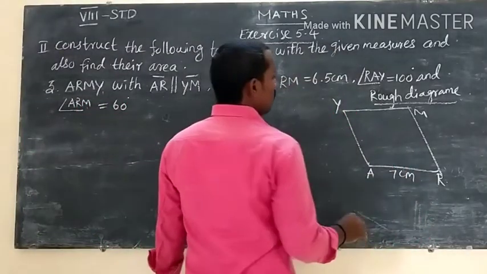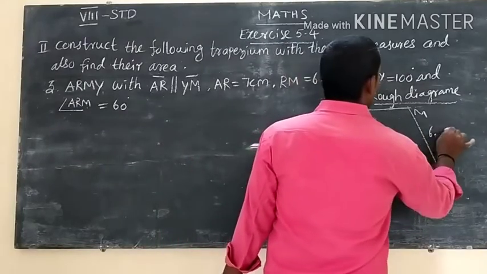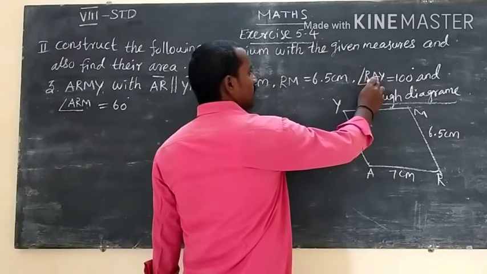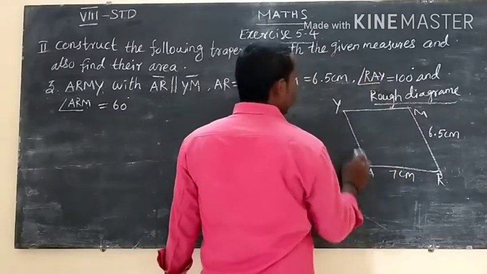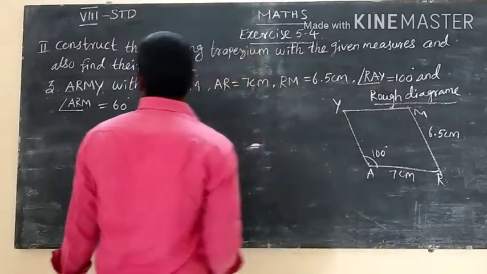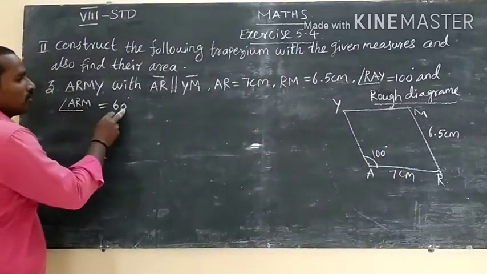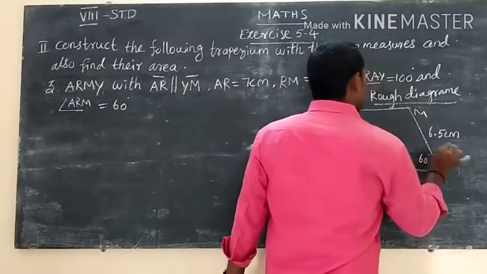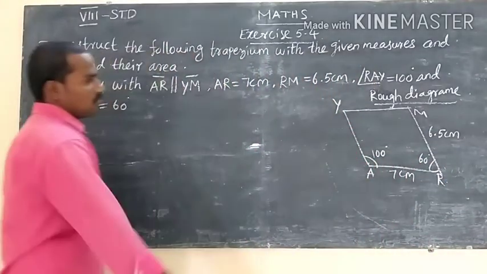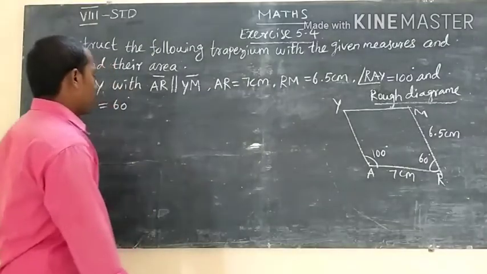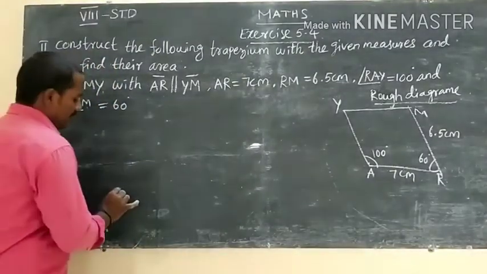AR is equal to 7 cm, RM is equal to 6.5 cm. Then angle RAY equal to 100 degree, and angle ARM is equal to 60 degree. Okay, that's all your rough diagram. You understood the rough diagram? Okay. Then draw the fair diagram.